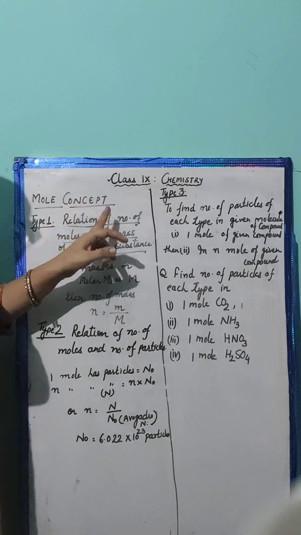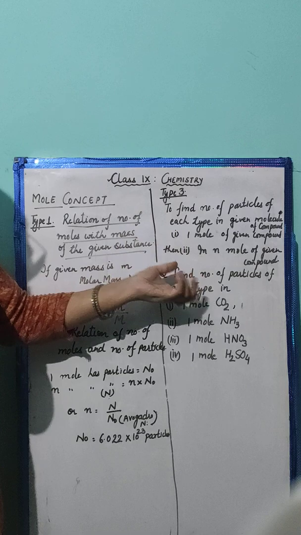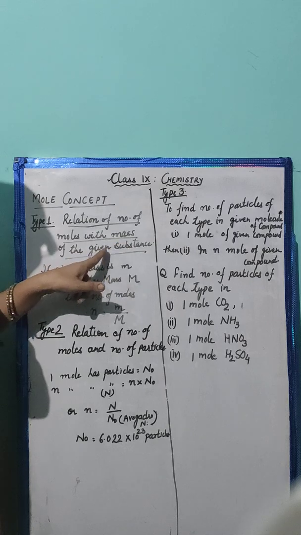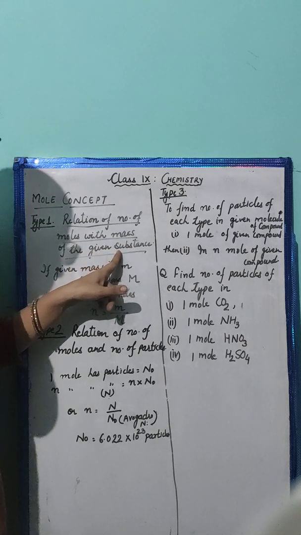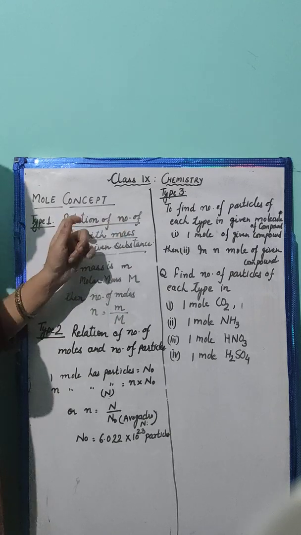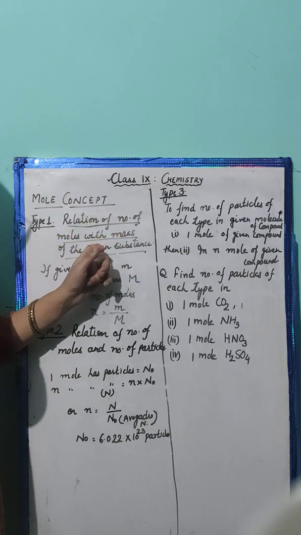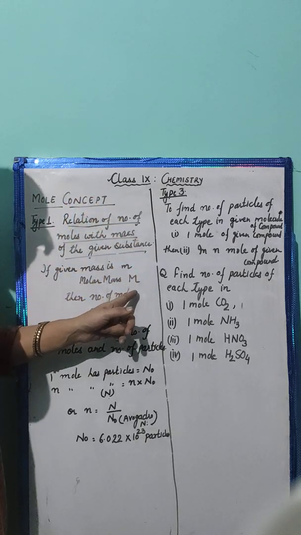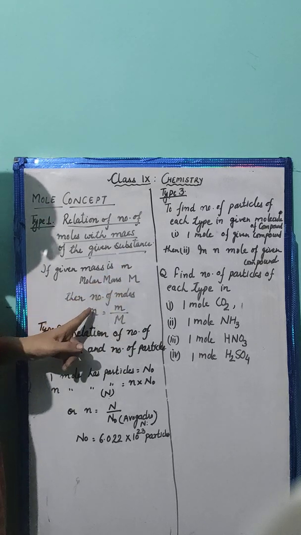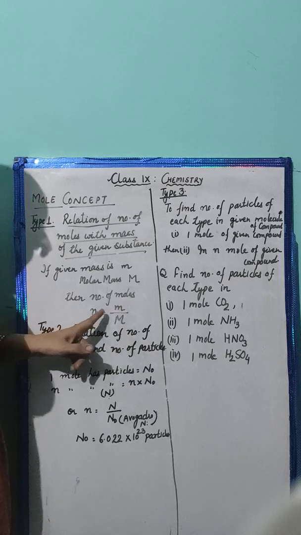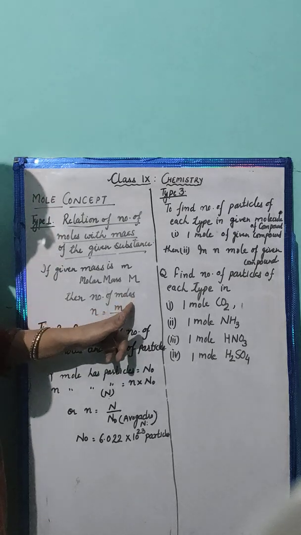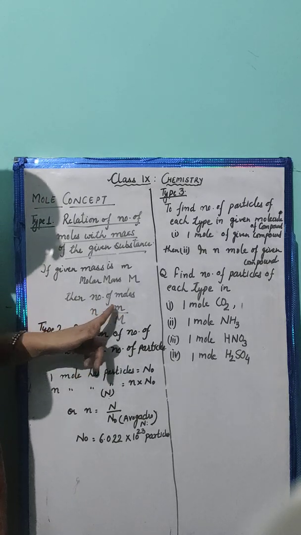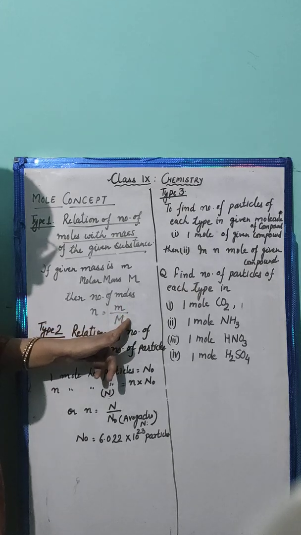In mole concept, three types of things we are mainly doing in numericals. First type was relation of number of moles with mass of the given substance. This I have explained in my previous video. If n is the number of moles, small m is the given mass of the substance, capital M is the molar mass, then what is the relation in moles and given mass? Small n, that is number of moles, is equal to given mass upon molar mass. So we can find number of moles by dividing given mass with molar mass.